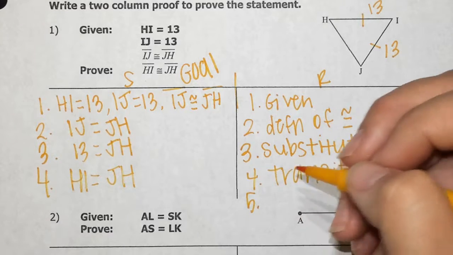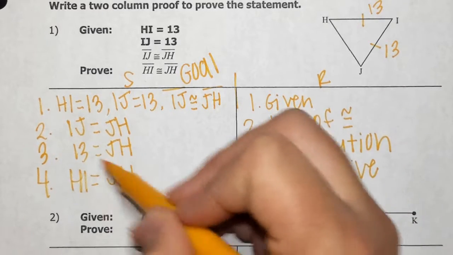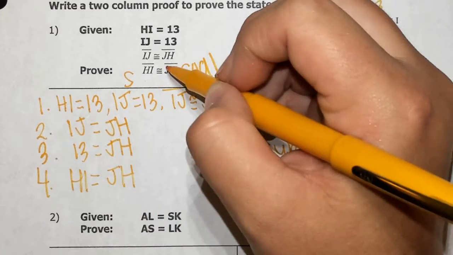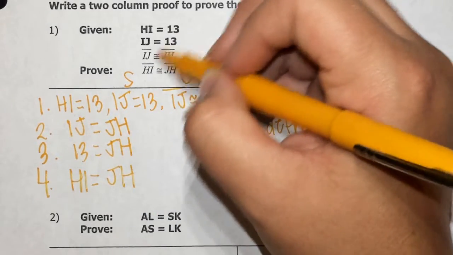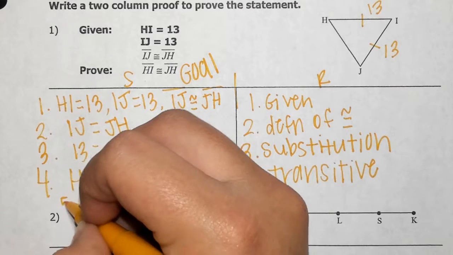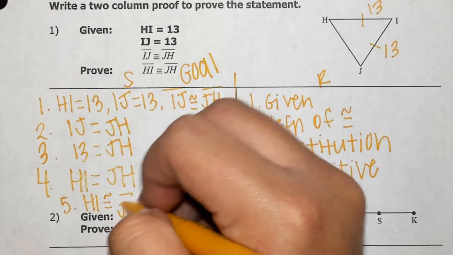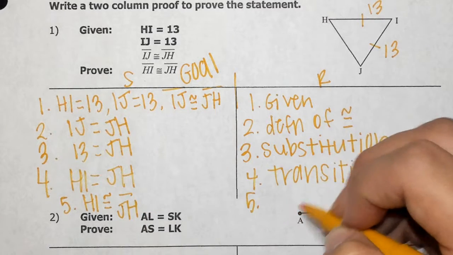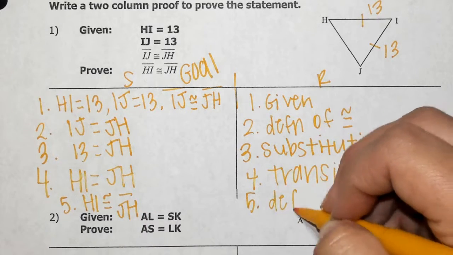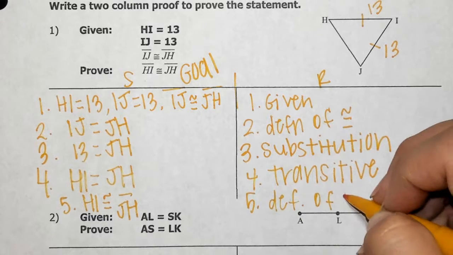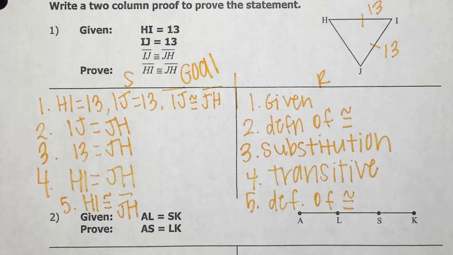Yeah, because look, we don't have a congruent symbol. Your goal tells you you have to have a congruent symbol. So we have to add it back. HI is congruent to JH, which is, are you not going to write this down? Definition of congruency.